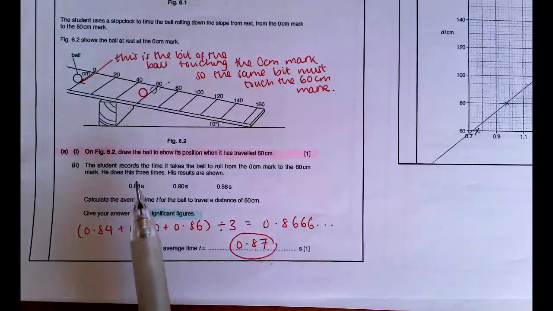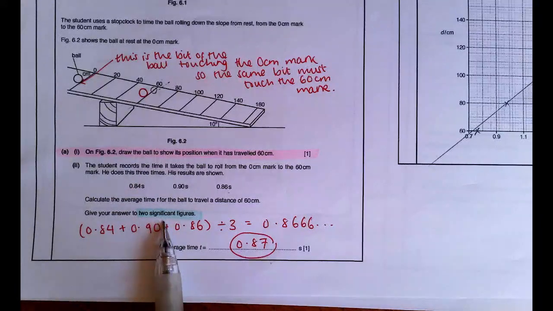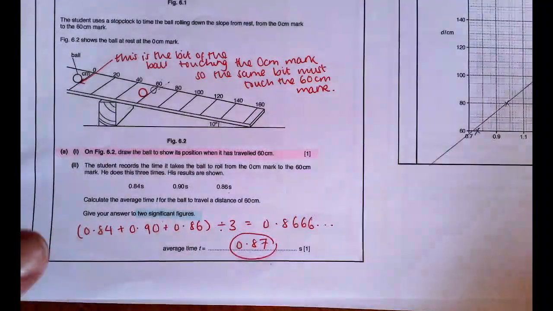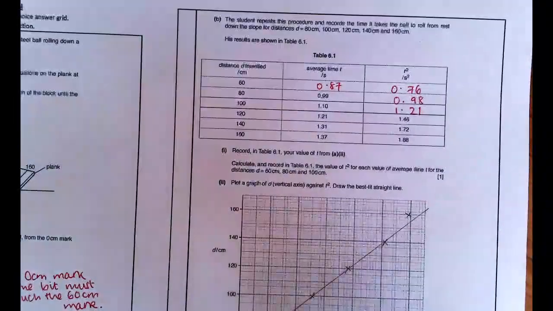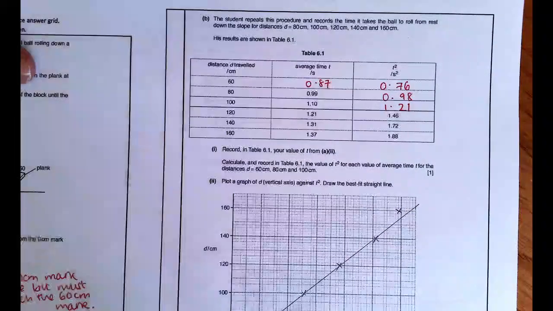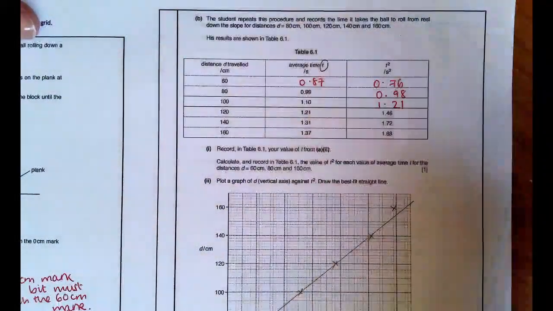So you're just finding an average of those 3 numbers, but don't forget that it tells you to give your answer to 2 significant figures. So add them up, divide by 3, and then on your calculator you can look at that and see that to 2 significant figures you get 0.87. And I'm going to take that number and put it straight into the table, because that was when it travelled 60 centimetres. So this is t.